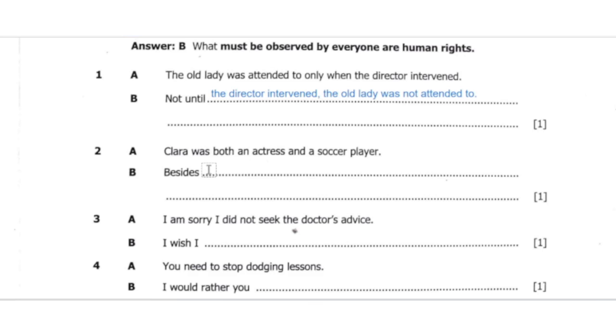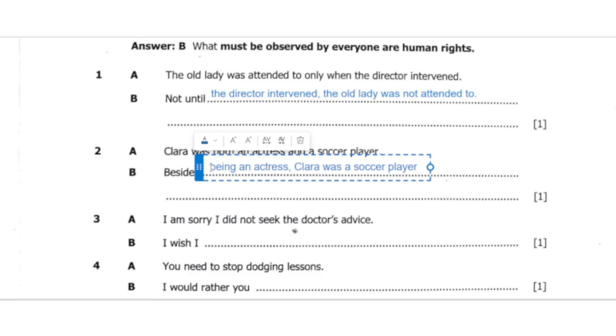Question number two: Clara was both an actress and a soccer player. We can say, besides being an actress, comma, Clara was a soccer player. Besides being an actress, Clara was a soccer player. That is the rewrite for that.